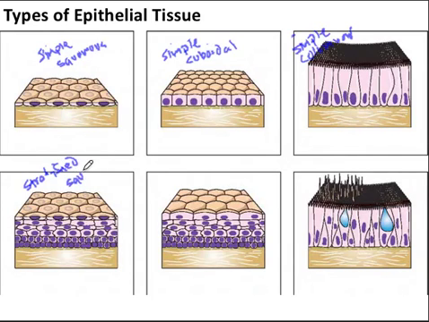Now by stratified, we mean more than one layer, okay? But notice that not every layer is flat like the layer up here in simple squamous. Some of the deeper layers look almost cuboidal. So you always want to refer to the most superficial layers to get the shape of the stratified tissue, okay? Here's an example of stratified, or this could be transitional here.